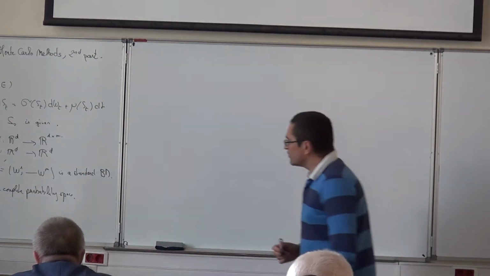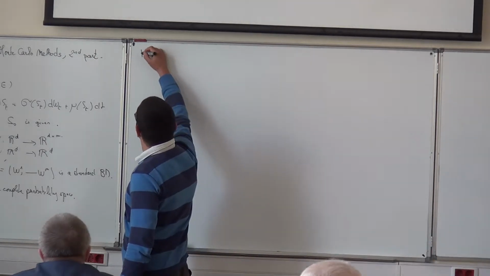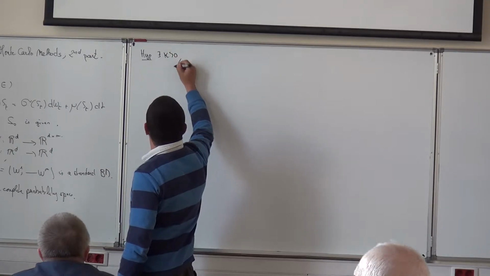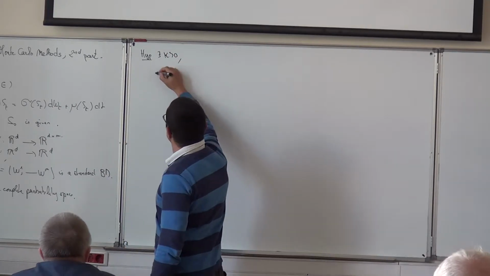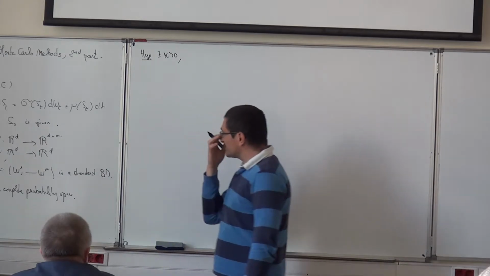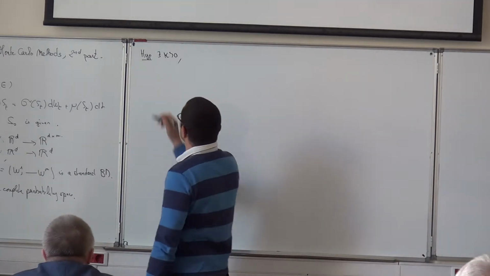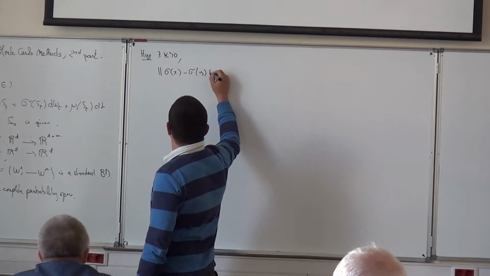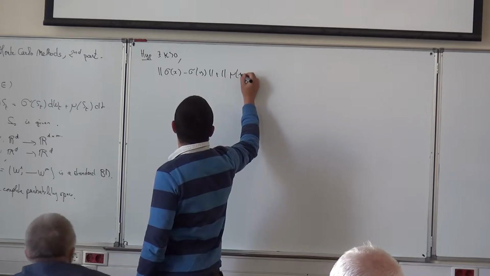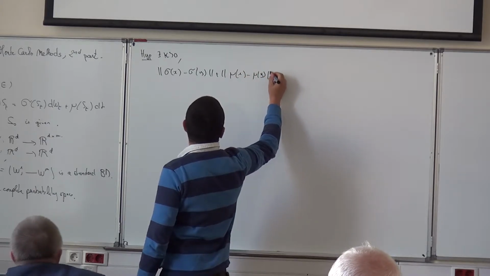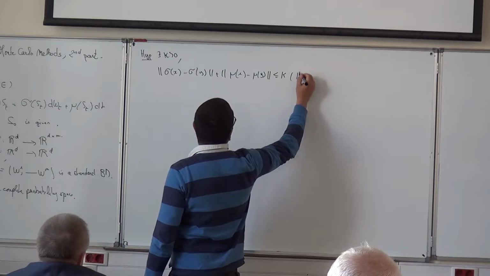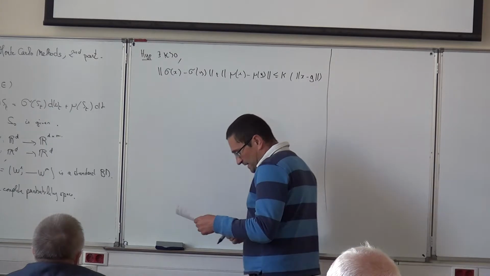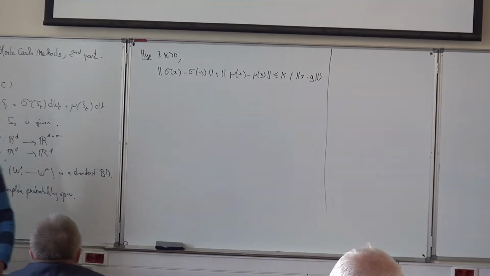As usual, we have supposed, so this is an assumption, a hypothesis, that there exists a constant K positive so that the coefficients mu and sigma are globally Lipschitz. That is, the norm of sigma(x) minus sigma(y), and the same thing for mu, is less than K times the norm of x minus y. So this is what we studied last time.